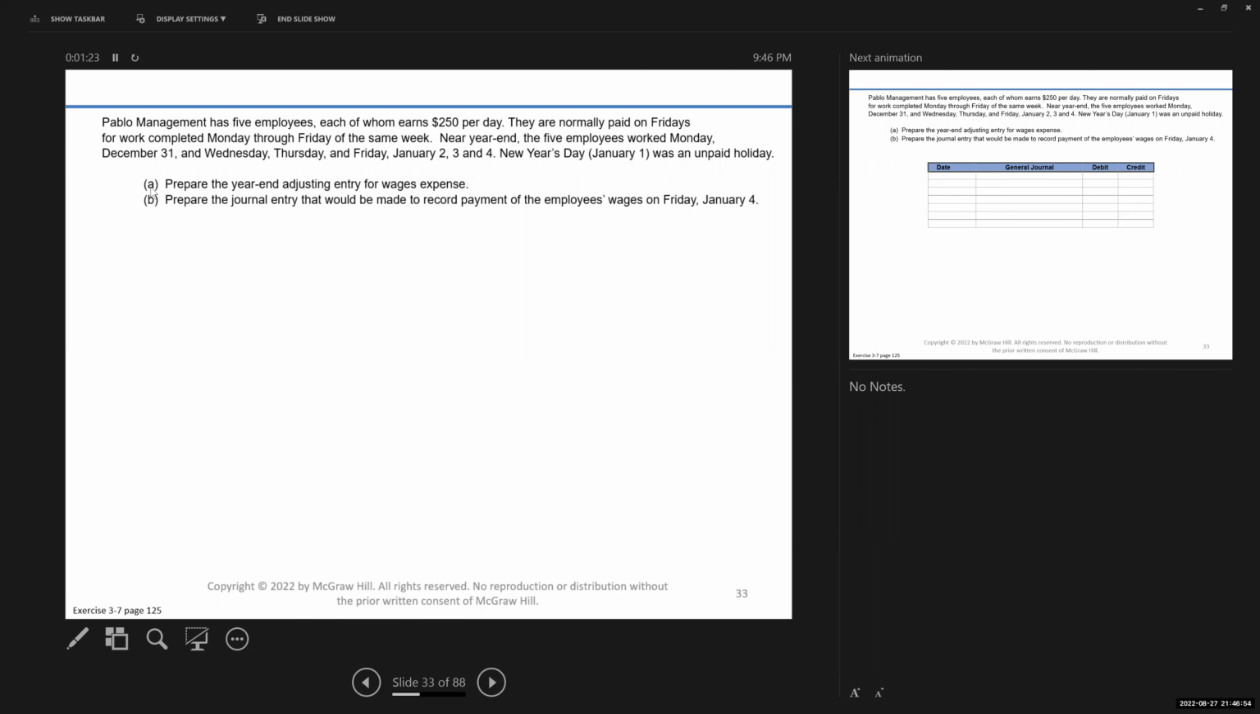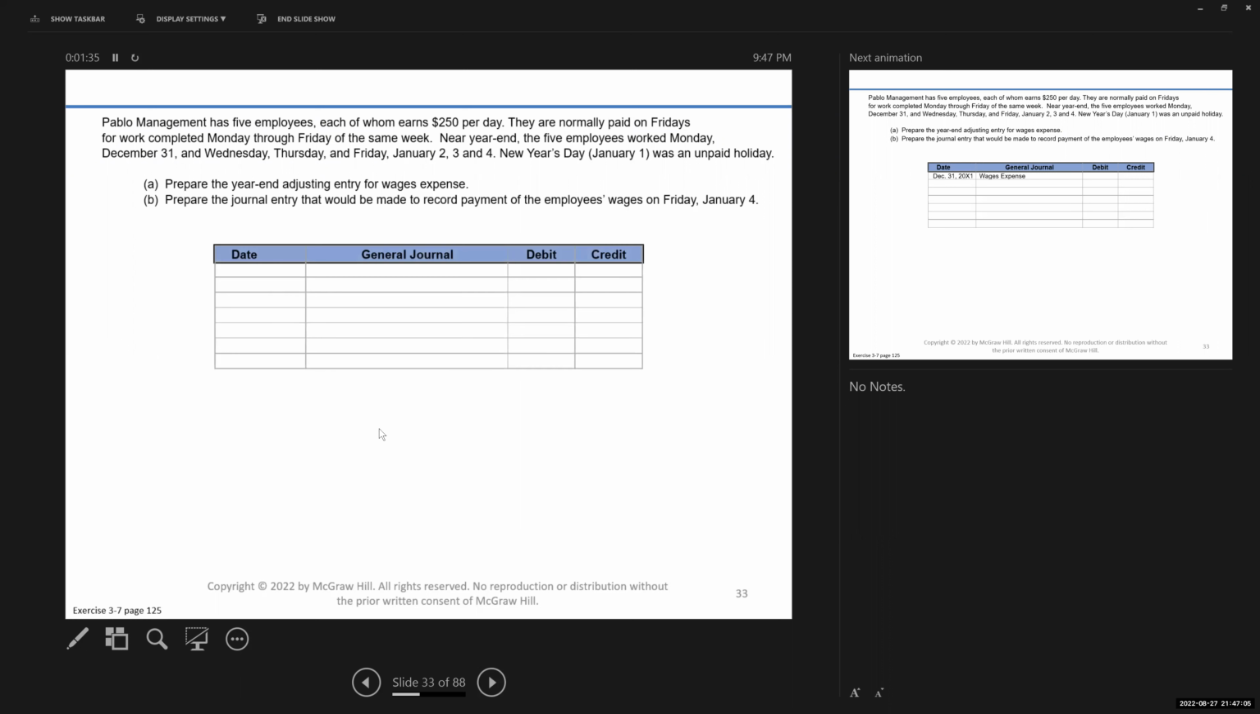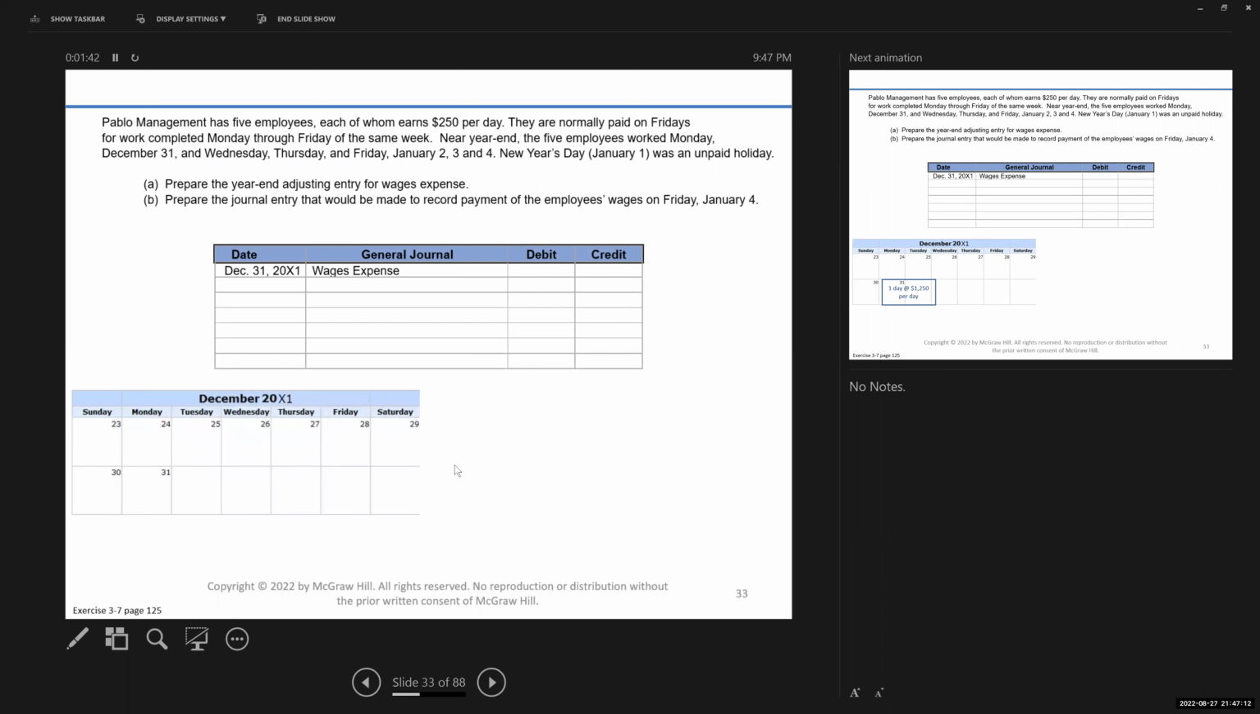Okay, well, the first requirement is we need to prepare the year-ending adjustment for wage expense. That means the wage expense as of December 31. So we've got to find this number. How do we do that? Let's take a look at the calendar. We know that on Friday, that's payday, all of Monday, Tuesday, Wednesday, Thursday, and Friday is paid for. So we don't have to do anything. The expense is paid for.